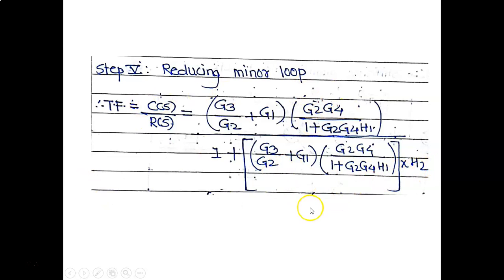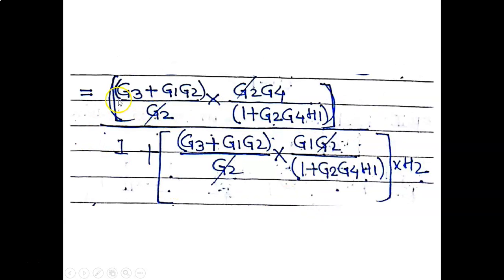Therefore we will simplify this by doing cross multiplication. Therefore G3 plus G1 G2 divided by G2 into G2 G4 divided by 1 plus G2 G4 H1, divided by 1 plus G3 plus G1 G2 divided by G2 into G2 G4 divided by 1 plus G2 G4 H1 into H2. G2 G2 will get cancelled.